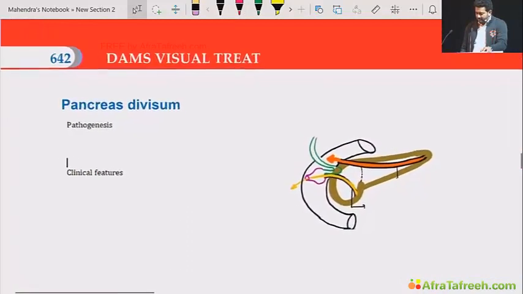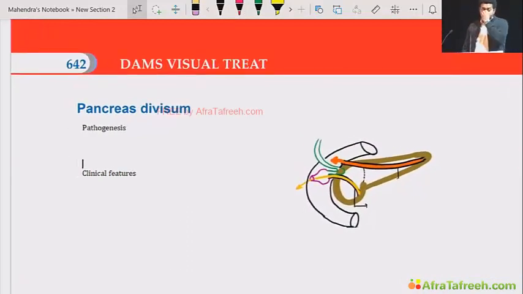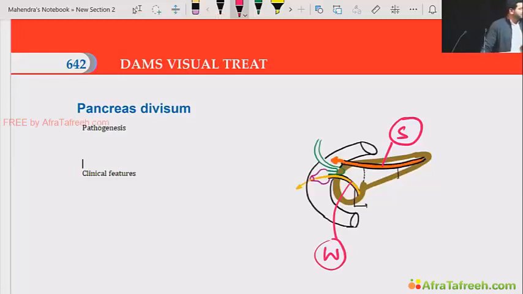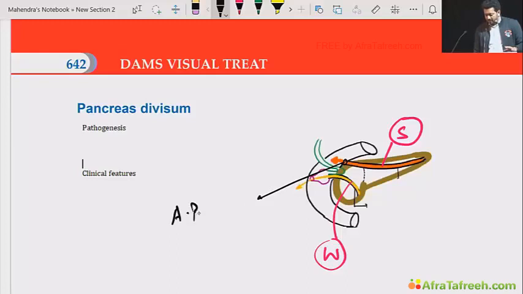Pancreas divisum is a condition where, as we have seen, the ventral bud rotates and fuses with the dorsal bud. If both ducts fail to fuse, Santorini becomes the main duct draining most of the pancreas, and Wirsung is just draining the inferior part of the head and uncinate process. Most of the time patients are fine, but if there is narrowing in this part, it can lead to acute pancreatitis because of the stasis.